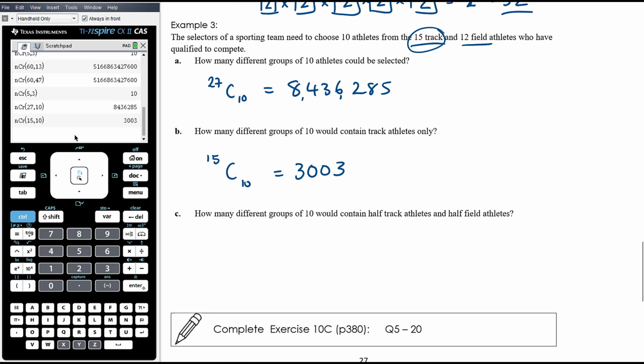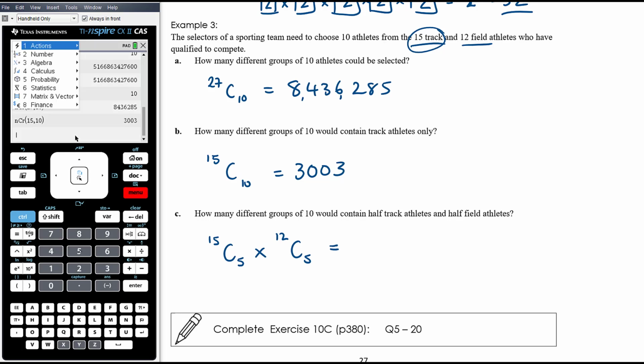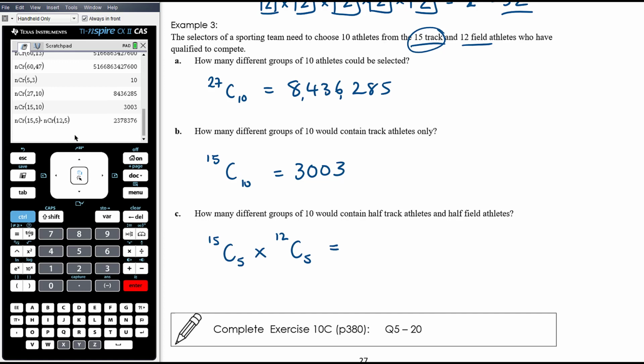Okay, so now we have 15 track athletes from which we want to choose only 5, and so multiply, we have a further 12 field athletes from which we want to choose 5. So it would be menu 5.3, 15 choose 5, multiplied by menu 5.3, 12 choose 5. So from the 12 field athletes we want to choose 5, and so multiply it from the 15 track athletes we want to choose 5. Okay, so there would be 2,378,376 different teams with half track and half field.